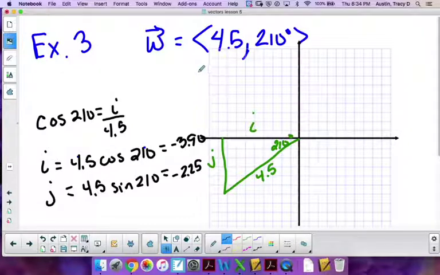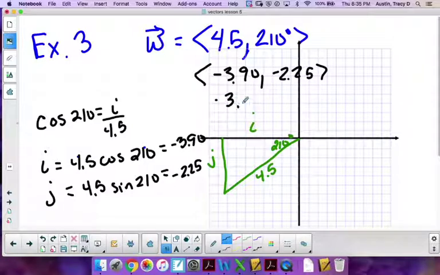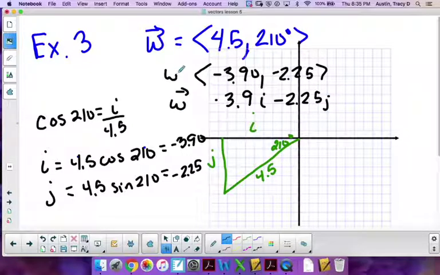Okay, so in rectangular coordinates, we have negative 3.90, negative 2.25, or negative 3.9i minus 2.25j. Your choice on how you write it, but you better write it correctly.